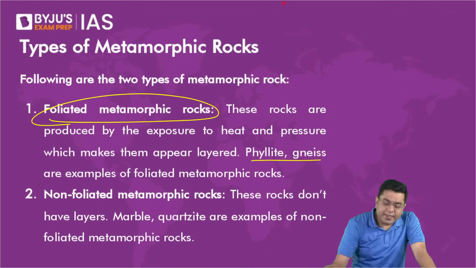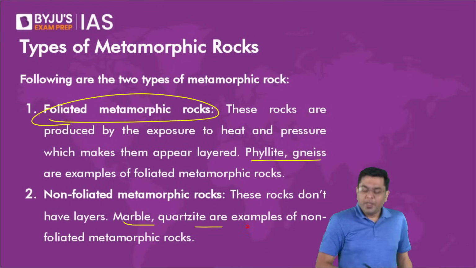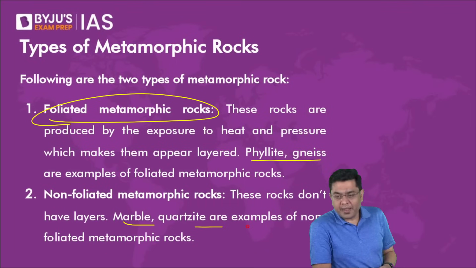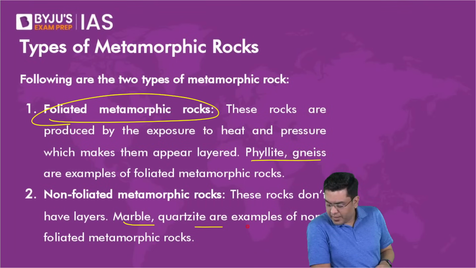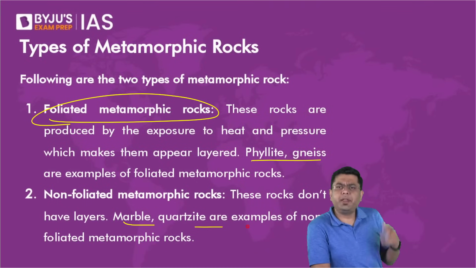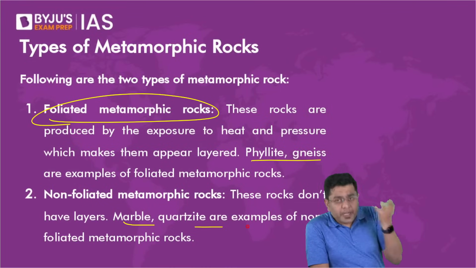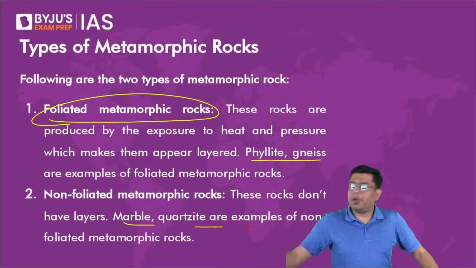Then you have non-foliated marble, quartzite. These are examples of non-foliated. They won't give you that appearance of layered structure. Okay? Now, Kavya, difference between metamorphic and intrusive igneous. Metamorphic, an existent rock type gets converted into metamorphic. Intrusive, or igneous rock, is directly formed by solidification, right? Intrusive igneous rock over a period of time can get converted into metamorphic rock.